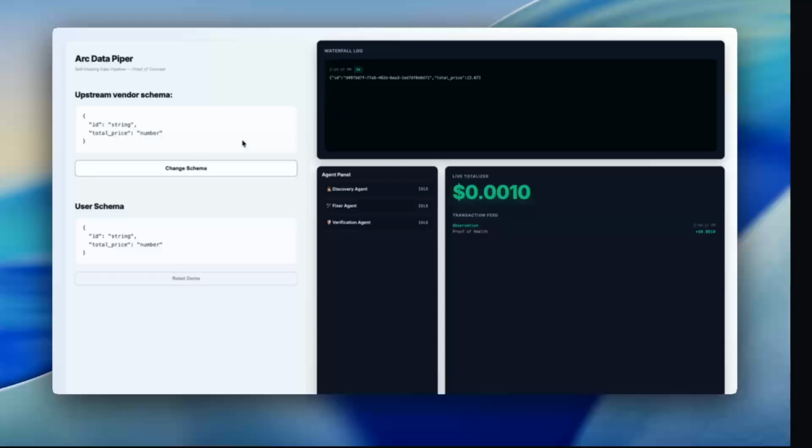Using Circle Nano payments on the Arc network, this pipeline only earns revenue and you only pay while the data is healthy. These tiny 0.001 proof of health heartbeats that you see here on the screen are the atomic unit of our economy. If the stream is alive, the ledger keeps clicking up. This aligns the cost of monitoring directly with the value of the data that's being moved. So now, no more paying $5,000 a month for a pipeline that hasn't seen a record in weeks.